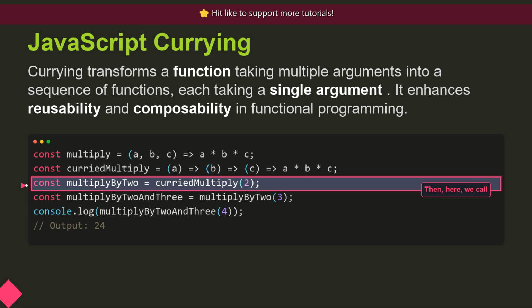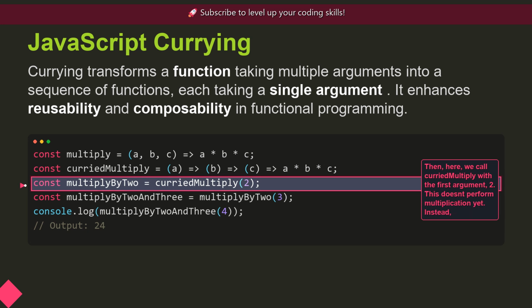Here, we call curriedMultiply with the first argument, 2. This doesn't perform multiplication yet. Instead, it returns a new function that remembers a is 2 and is now waiting for the next argument, b.